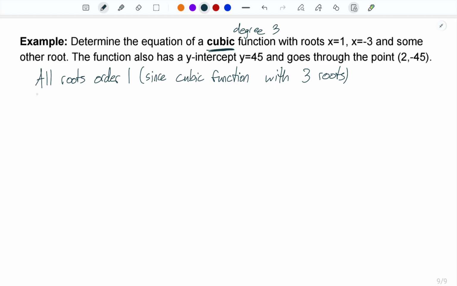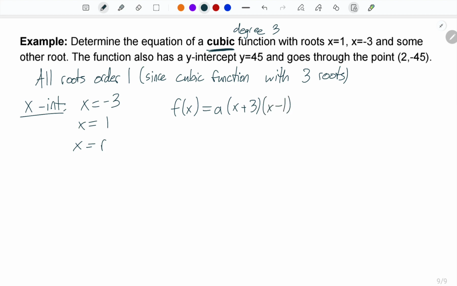Okay, so let's get down some of this information. So let's get down our x-intercepts, as we have in the past. We will get down x equal to -3, x equal to 1, and we have some mystery root. I'm just going to call that r. R for root. Who knows what it is, but we know that they're all order 1. So if we write down our general equation, what we'll have is some sort of lead coefficient, a, times (x plus 3), (x minus 1), and then (x minus r).